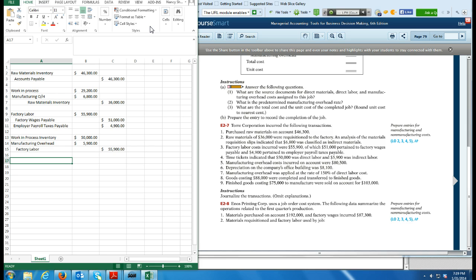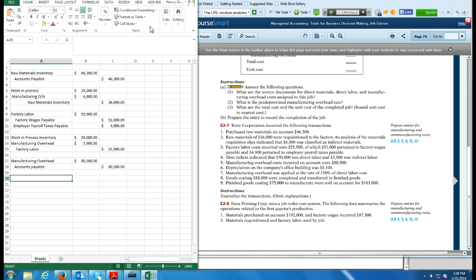Okay, as we move on, the next one says that manufacturing overhead costs incurred on account were $80,500. So it shows that we'll have manufacturing overhead of $80,500, and it was incurred on account. Accounts payable of $80,500.